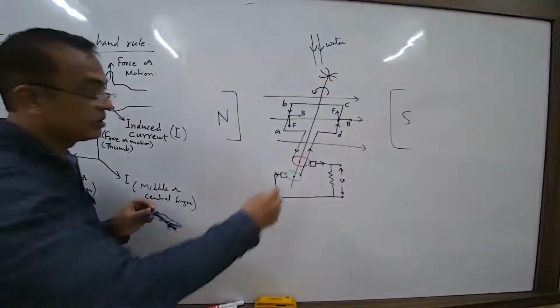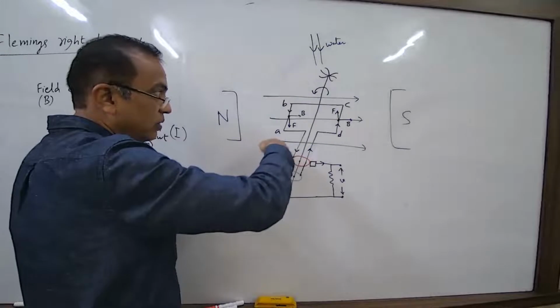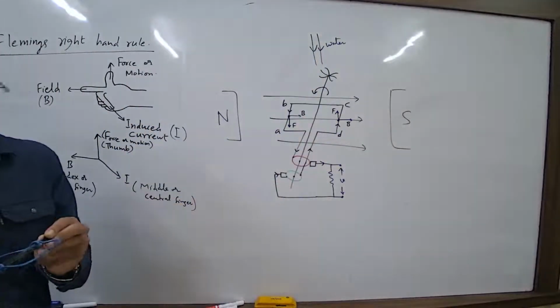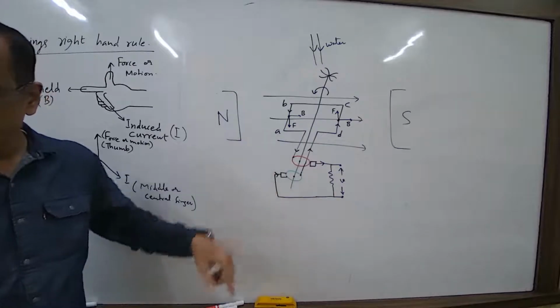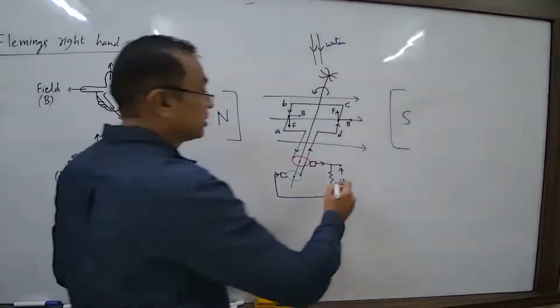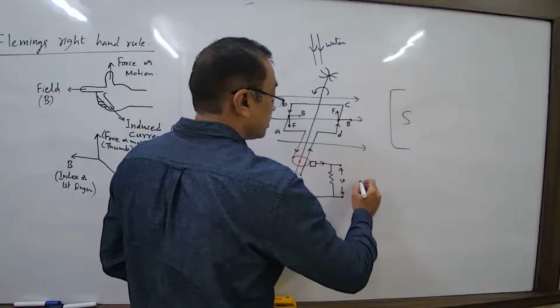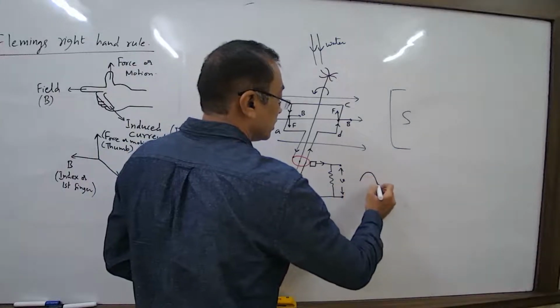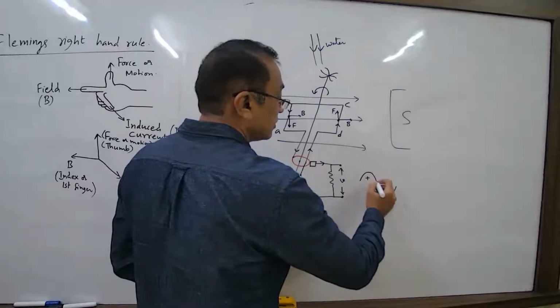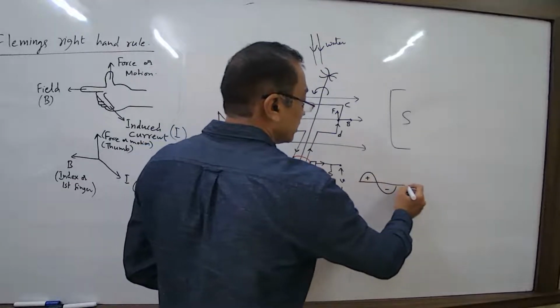So now what is the direction? CD is going down and AB is going up. Correct? So now the current direction will reverse. What kind of current are you getting? Suppose initially the current was like this. Now the current is like this. So it is changing direction. Got it?